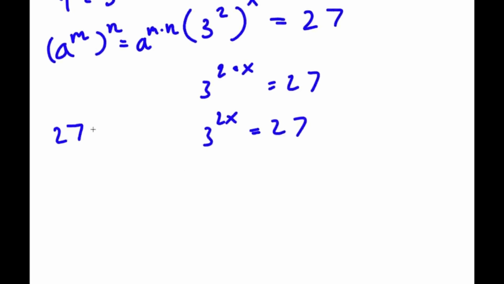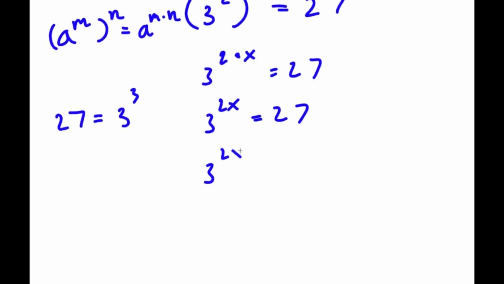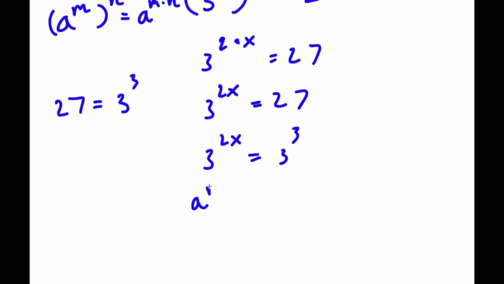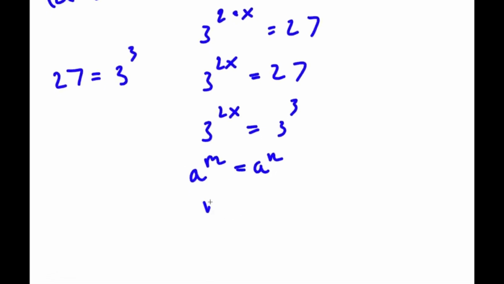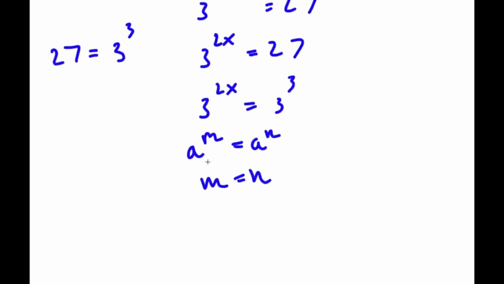Now 27 is the same thing as 3 to the power of 3. So I have 3 to the power of 2x is equal to 3 to the power of 3. And if I have something in the form a to the power of m is equal to a to the power of n, then this means that m is simply equal to n. Because if both the bases are the same, that means both the exponents are the same as well.